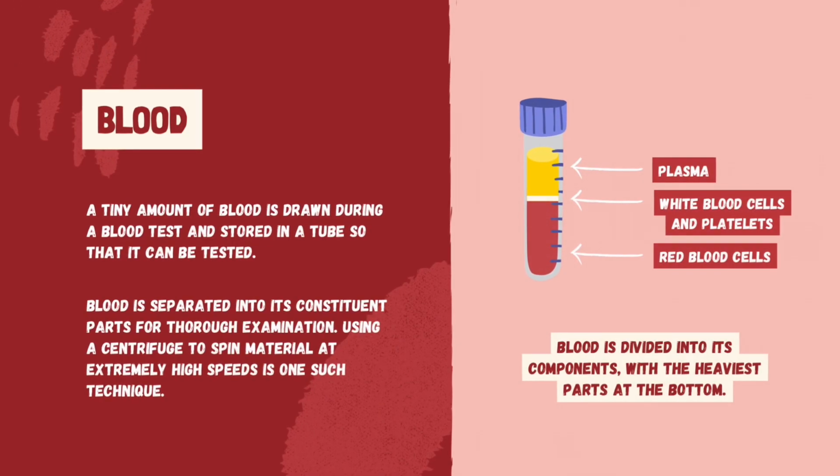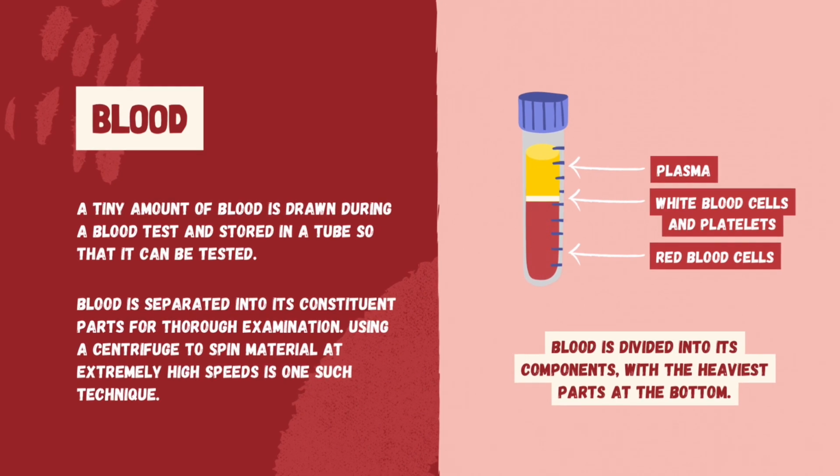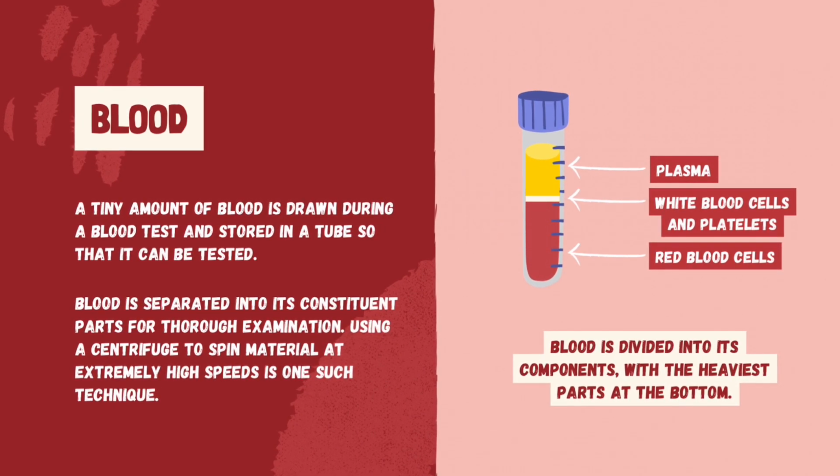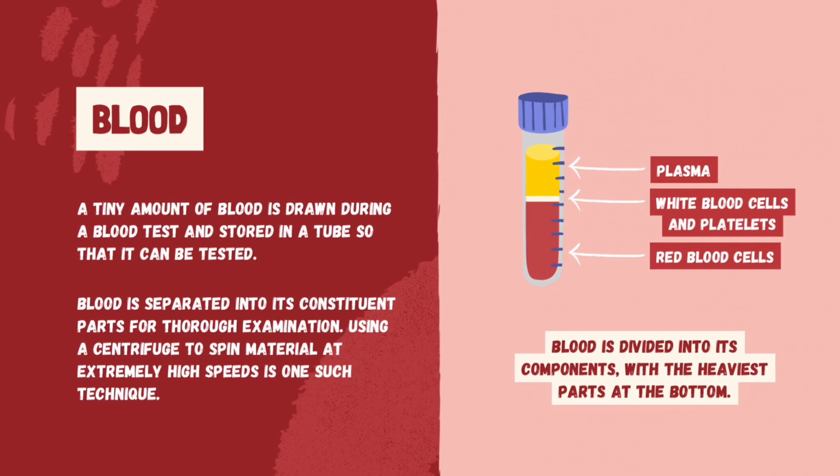A tiny amount of blood is drawn during a blood test and stored in a tube so that it can be tested. Blood is separated into its constituent parts for thorough examination. Using a centrifuge to spin material at extremely high speeds is one such technique. Blood is divided into its components, with the heaviest parts at the bottom.